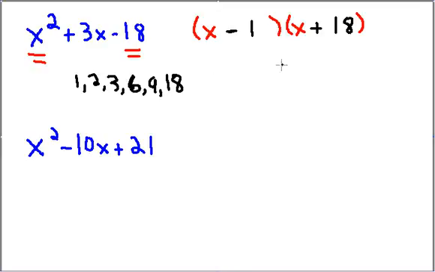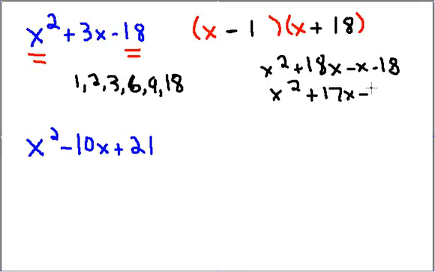Well, x times x is x squared. x times 18 is plus 18x. Now we come to our second term here, and we multiply it by each of our terms over here. What's a minus 1 times an x? Well, it's a minus x. And then what's a minus 1 times a positive 18? It's a minus 18. If we combine like terms here, what is 18x minus x? Well, that's 17x.